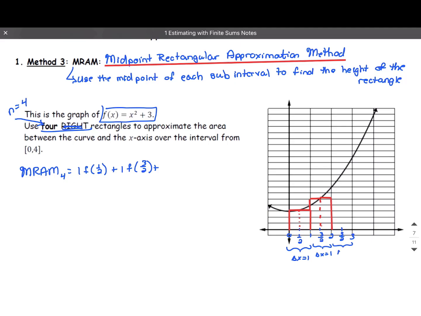But again, the base is still 1. So it's 1 times f of 5/2. And I'm going to follow there. To the left, a little to the right, down and down. And we have one more subinterval from 3 to 4. The delta x is still 1, but halfway between that is 7/2. So we're going to have a base of 1, and the height is f of 7/2.